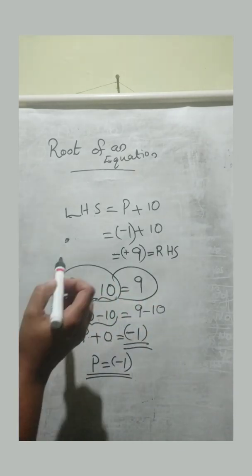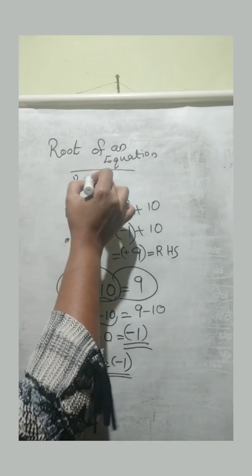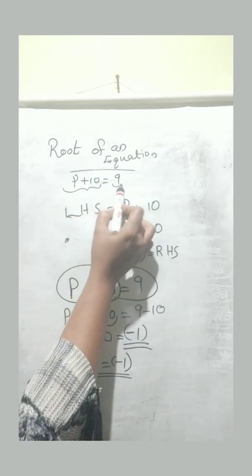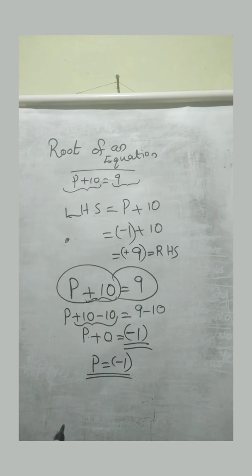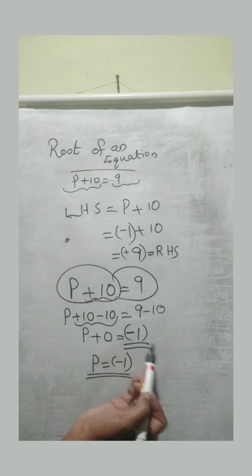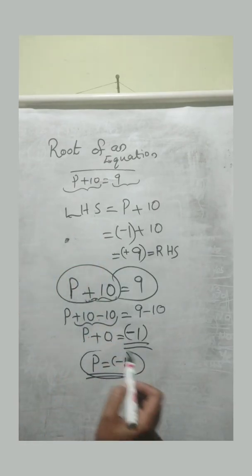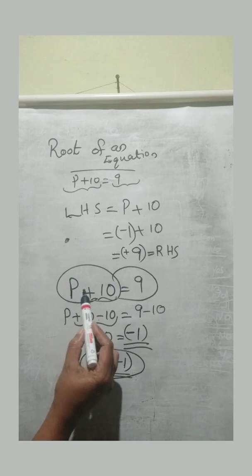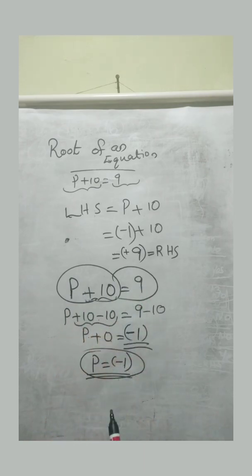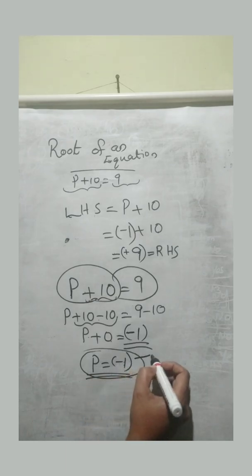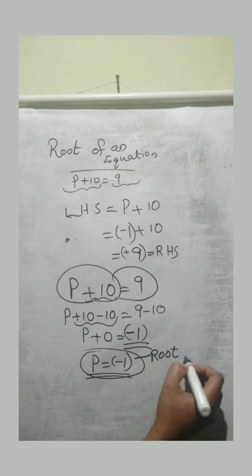Actually the question was p plus 10 is equal to 9. P plus 10 is the LHS and 9 is the RHS. We got p is equal to negative 1. We can substitute. How can we check the root of an equation? This is the root of this equation. Here the equation is p plus 10 equal to 9. While solving, we got p is equal to negative 1. Now we can say p equal to negative 1 is the root of this equation.